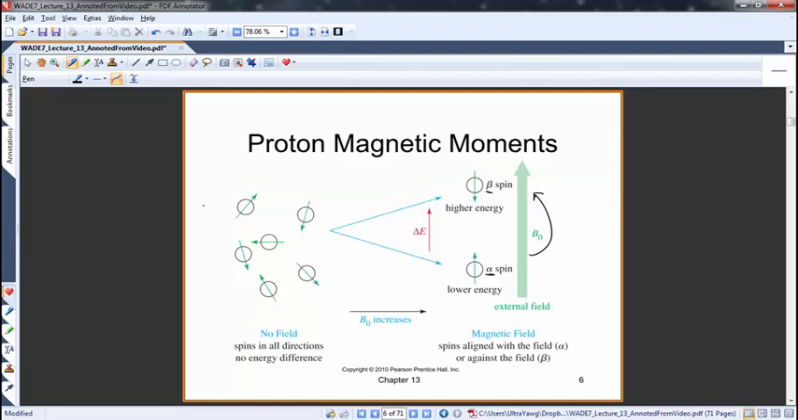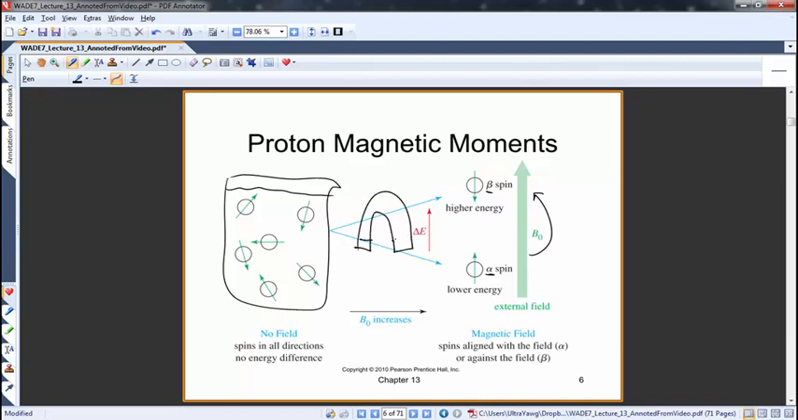So we start out with a sample, maybe in a beaker, maybe in the liquid state, could be gas, and the spins of the nuclei are just pointing in all these random directions. We then put that whole thing in a magnet, which has magnetic field lines, and all of a sudden all the nuclei are forced to exist in one of these two states, the alpha or the beta, depending upon the direction of the magnetic field lines and the original orientation of the spin of that particular nucleus.